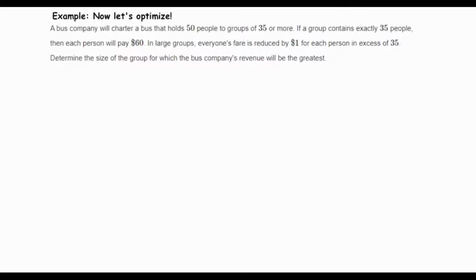Continuing on from our previous video, let's take a look at one final example. Working with economics, let's optimize. Let's start by reading the question.